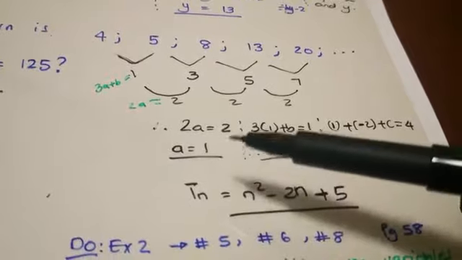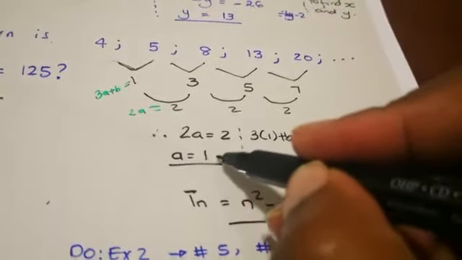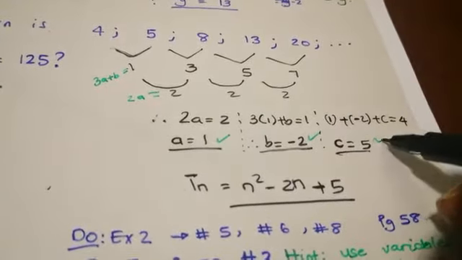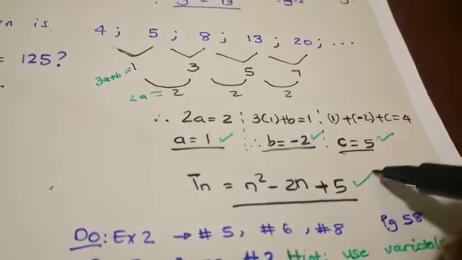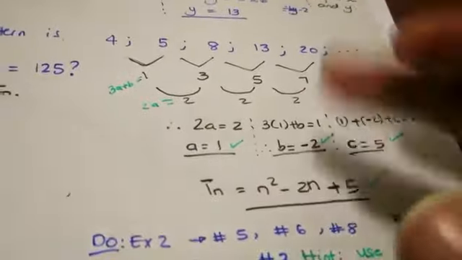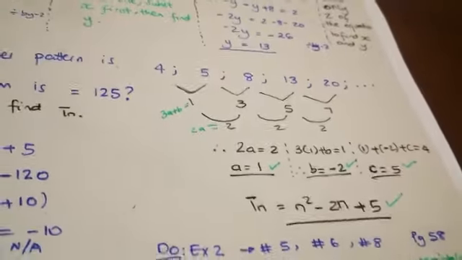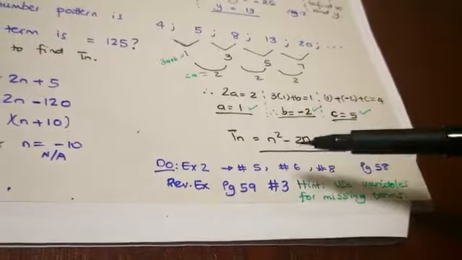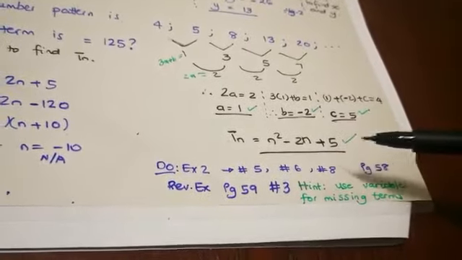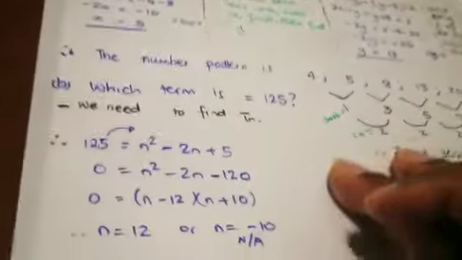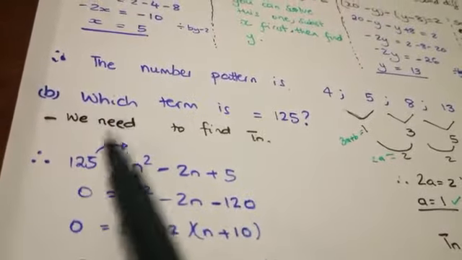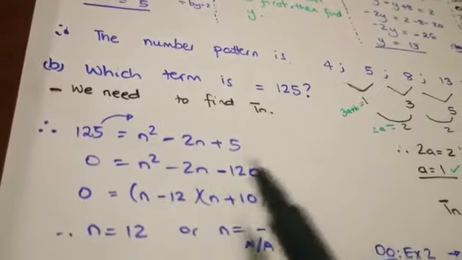And then remember, when we mark, we mark a, we mark b, we mark c, and we mark the final equation. So this will be out of 4 in your case. Okay, so the general equation is n squared minus 2n plus 5. Then you use that equation to substitute the 125, and then you work backwards.